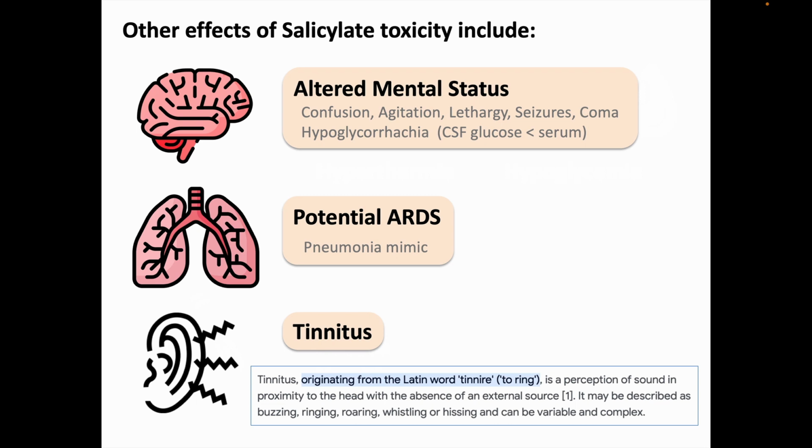A whole range of altered mental status can occur, ranging from confusion and agitation to seizures or coma. Part of these CNS effects may be due to the CSF glucose levels being lower than in the serum, a state called hypoglycemia. Salicylate toxicity may also cause ARDS, adult respiratory distress syndrome, a non-cardiogenic pulmonary edema. And if you combine this with the hyperthermia from uncoupling oxidative phosphorylation, we see how this can easily be mistaken for infectious pneumonia.